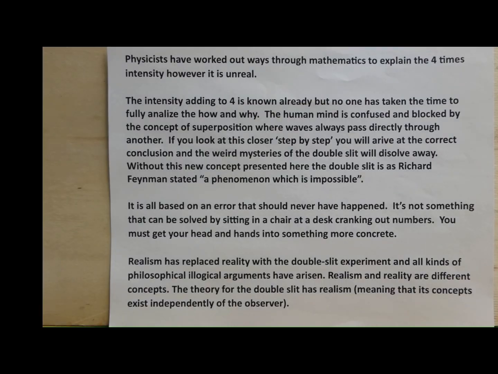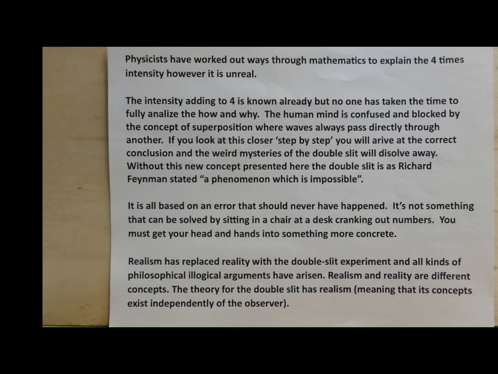Physicists have worked out through mathematics ways to explain the 4 times intensity. However, it is unreal. The intensity adding to 4 is known already, but no one has taken the time to fully analyze how and why. The human mind is confused and blocked by the concept of superposition, where waves always pass directly through another. If you look closer at this step by step, you will arrive at the correct conclusion, and the weird mysteries of the double slit will dissolve away.